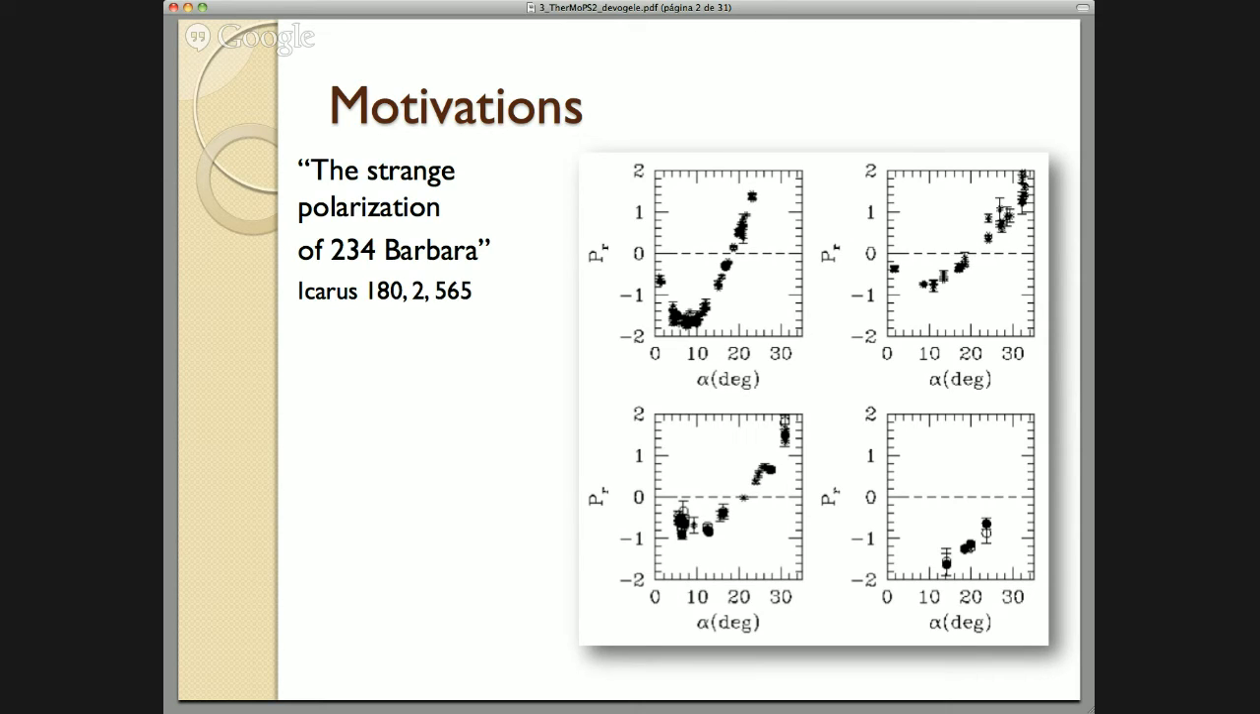In 2008, new Barbarians were found. Here you can see a nice plot of all the polarimetric observations of the Barbarians, and you can clearly see a different kind of polarimetric phase curve, with an inversion angle around 30 degrees, while normal asteroids have an inversion angle around 20 degrees.